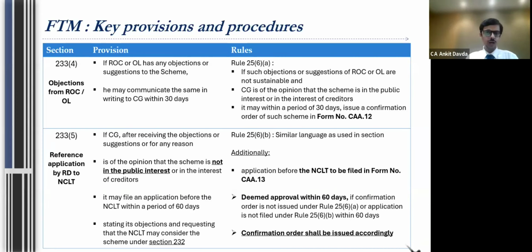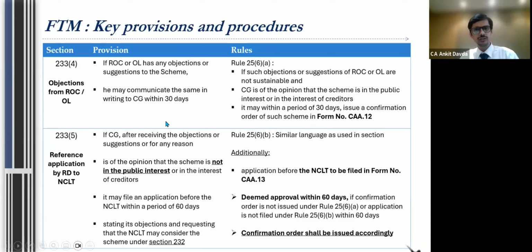So in that sense, if everything goes in order and companies are able to convince RD that everything is in order, it is possible that within 60 days you can have that order. But that is more of a representation before RD and how effectively you are able to get it done. Otherwise, it may take time. Technically, RD may issue 2-3 notices and each notice may take 30 days. So it may run into a 60-90 days process as well.